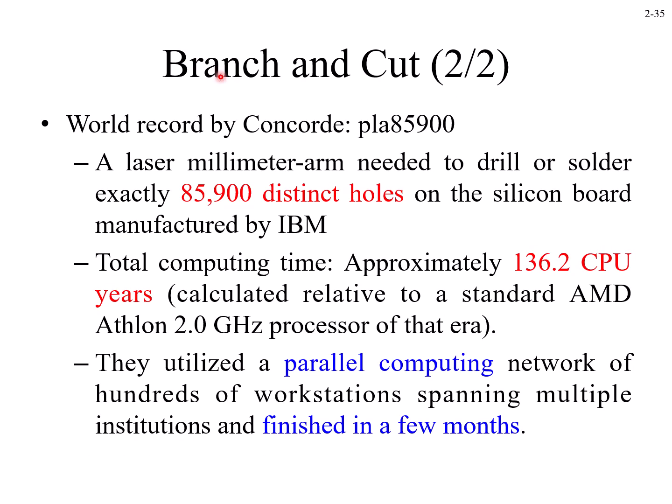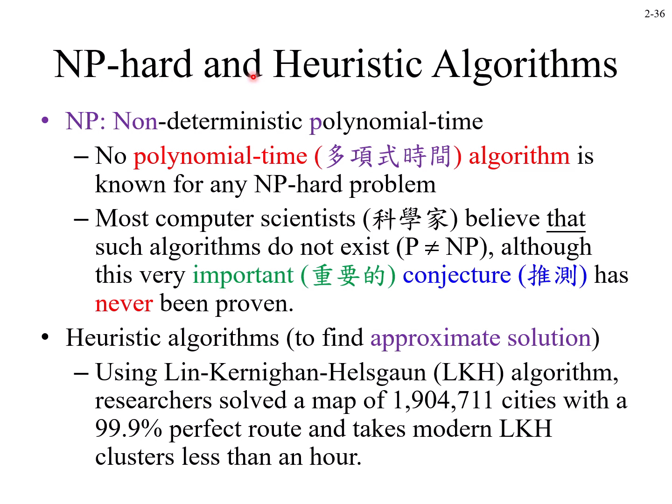This is the world record. This is a real problem, needed to be manufactured by IBM, 85,000 holes. And the total computational time is approximately 136 CPU years at that time. They utilized parallel computing and finished in a few months. Still too slow, right? But it comes from the problem itself. It's factorial or exponential.